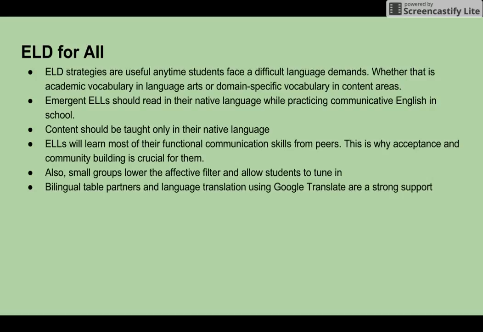English language learners will learn most of their functional communication skills from peers. So this is why acceptance and community building is so crucial in the beginning language learning phase of English language learners. Small groups lower the affective filter and allow them to tune in, which is why bilingual table partners can be such a powerful tool. And using Google Translate is really strong support.